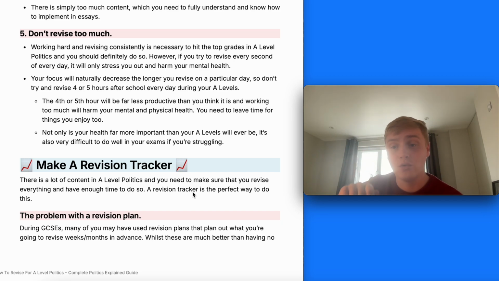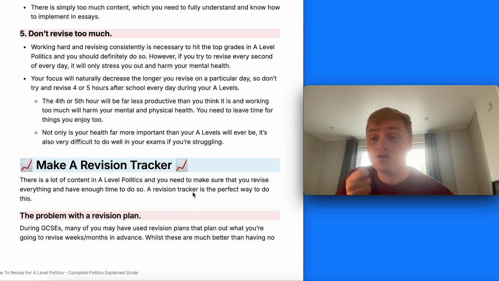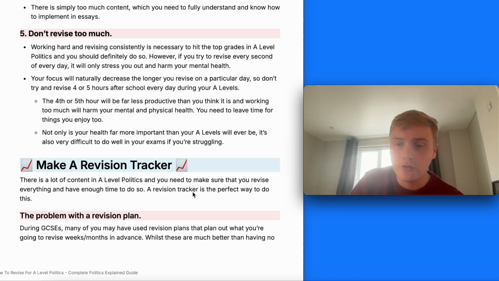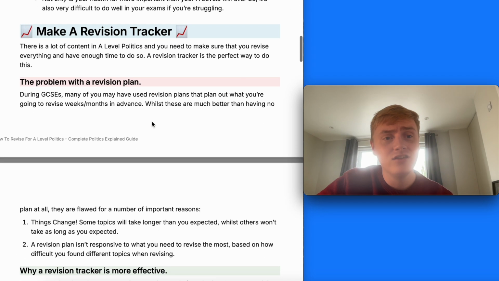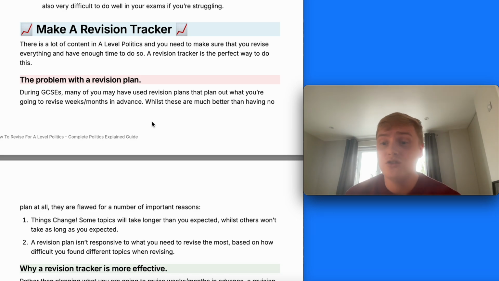What we're going to have a look at now, before the key different ways to revise for each topic, is how to make an overall plan. And what I really suggest is making a revision tracker rather than a revision plan. There's a lot of content in A-level politics, and you need to make sure that you revise everything and have enough time to do so. And the revision tracker is the perfect way to do that.